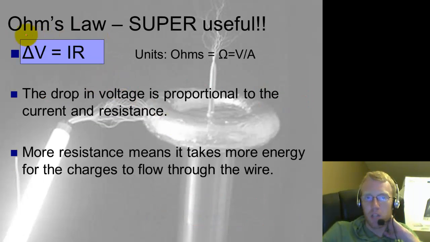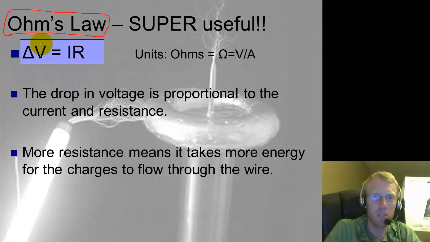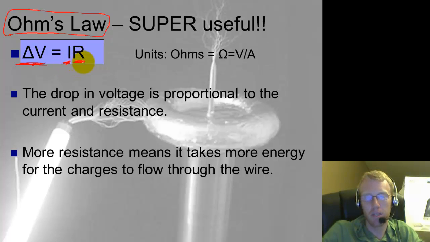So we have Ohm's law, the most important equation from this whole chapter, perhaps the most important equation in the whole unit. This is going to be the equation that we use to analyze almost everything that's happening in circuits. So it's the relationship between the change in voltage for any object in your circuit to the current going through the object to the resistance of the object.